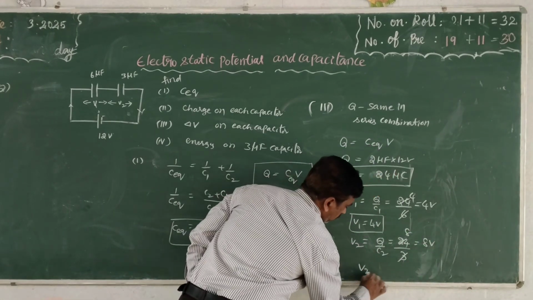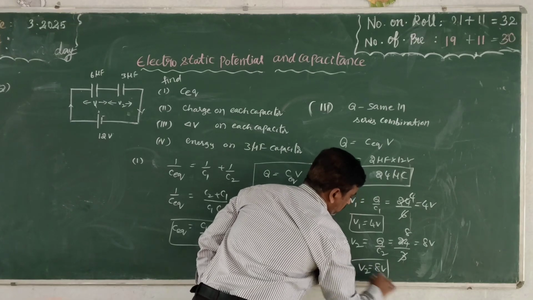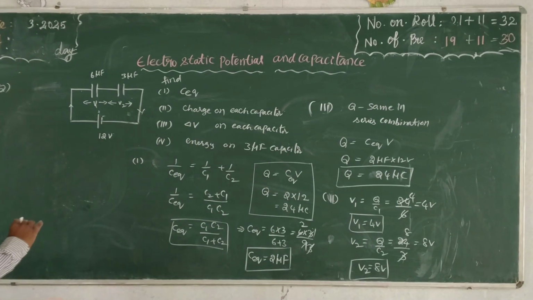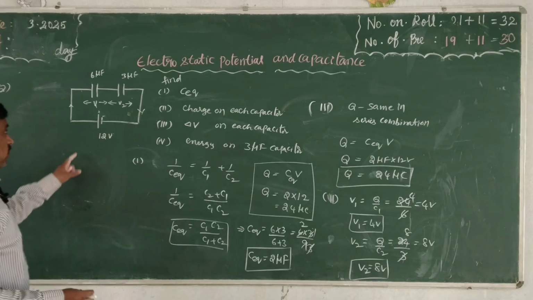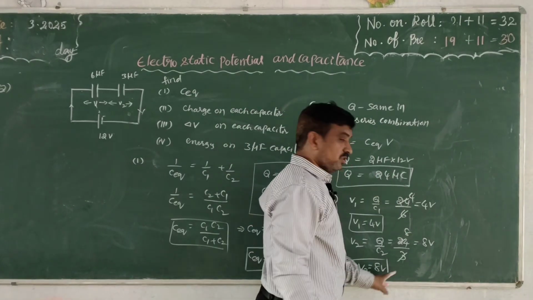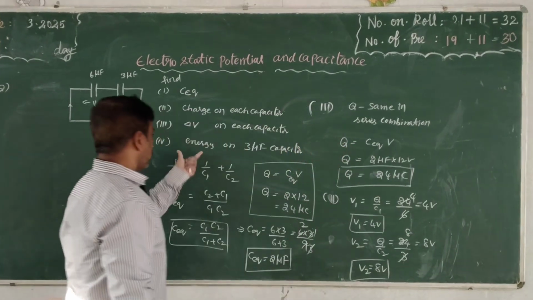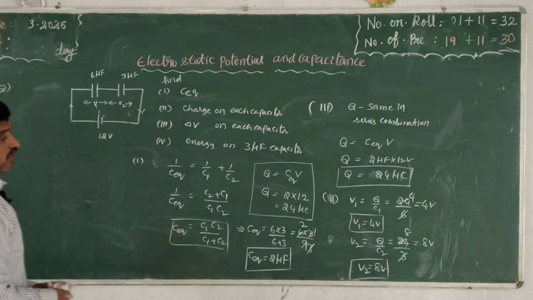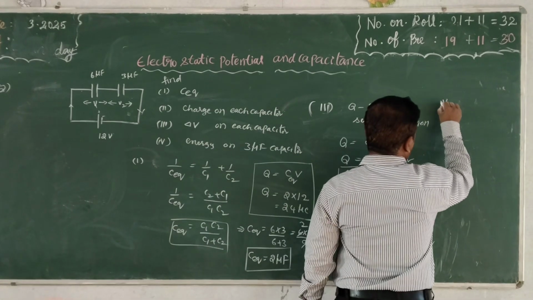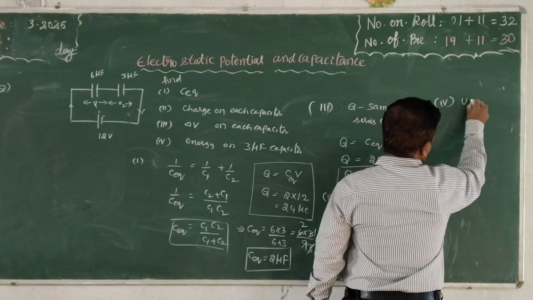So V2 equals 8 volts. When capacitors are connected in series combination, charge is the same and potential is divided. What is the potential now? V1 is 4 volts, V2 is 8 volts. Now we want to find out the energy on the 3 microfarad capacitor. For energy, what is the formula? I write here the fourth one.